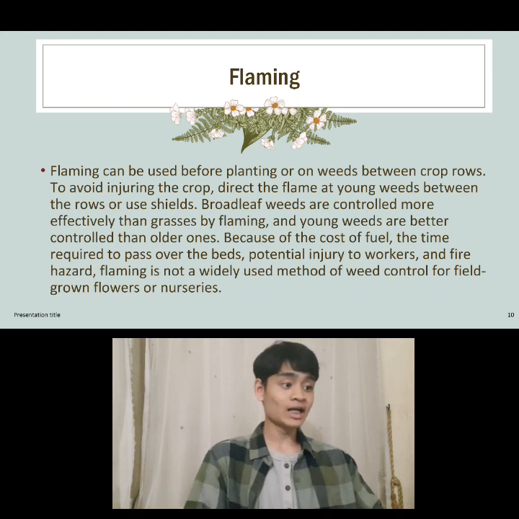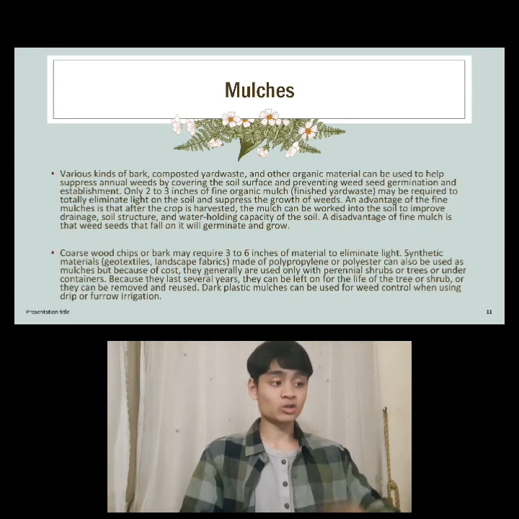Next we have flaming. Flaming can be used before planting or on weeds between crop rows to avoid injuring the crop. Direct the flame at young weeds between the rows or use shields. Broadleaf weeds are controlled more effectively than grasses by flaming, and young weeds are better controlled than older ones. Because of the cost of fuel, the time required to pass over the beds, potential injury to workers, and fire hazard, flaming is not a widely used method of weed control for field-grown flowers or nurseries. Okay, the third one is going to be mulches.